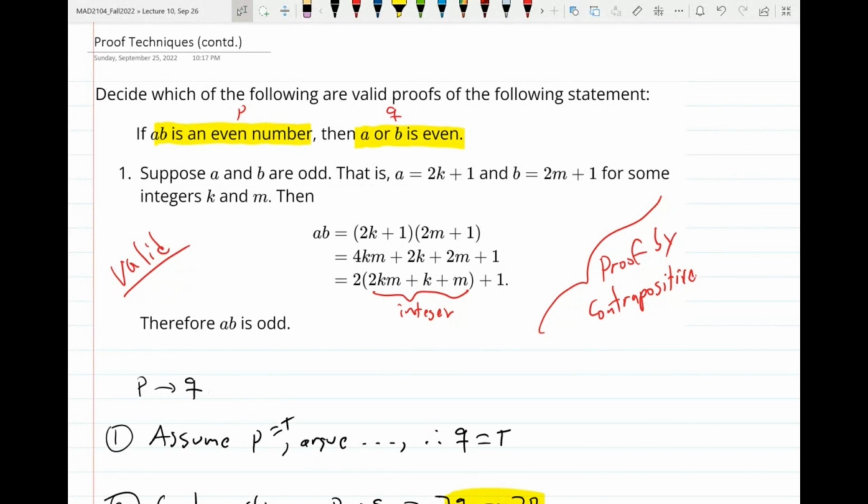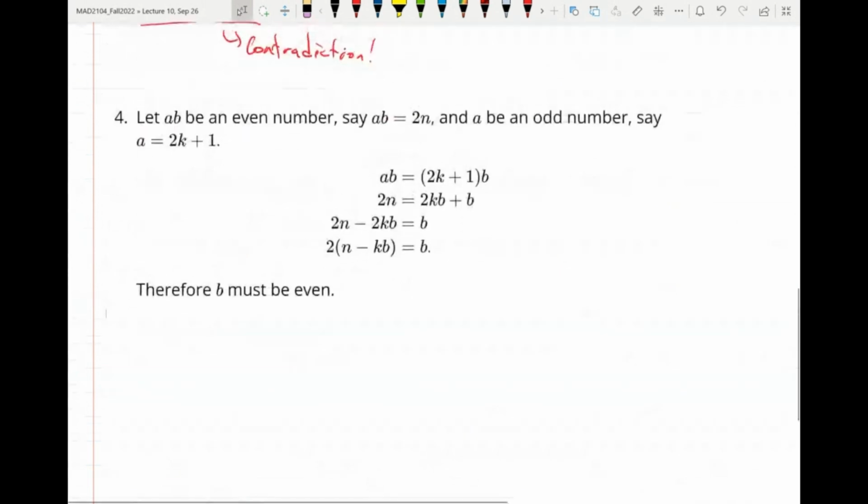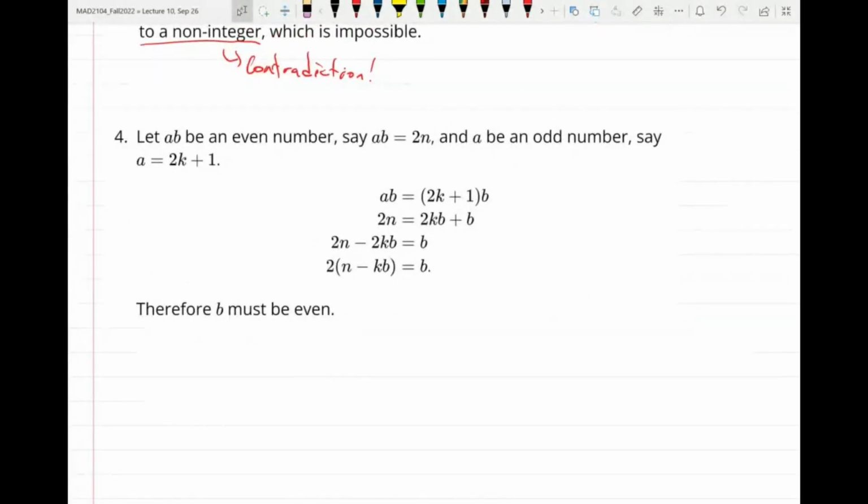Okay? Because you could say, okay, look, if A is even, we are done. This is really the idea. So if A is even, we are done. There's nothing to prove because we already have what we want. Now, suppose A is not even, so it's odd. Then if that happens, then that means B better be even if we want this to work. That's what's happening here. Okay? So, so far, that idea is good. So AB is an even number.